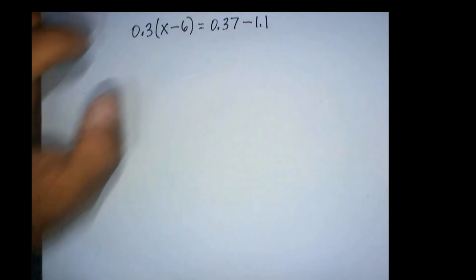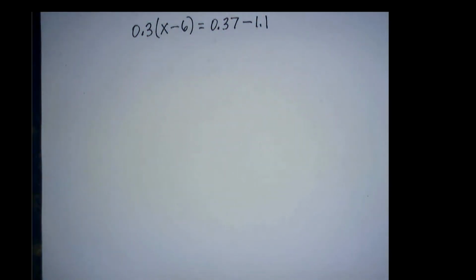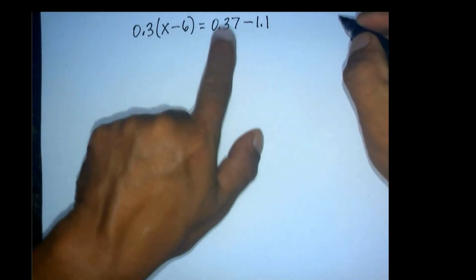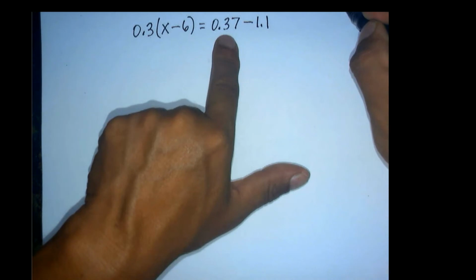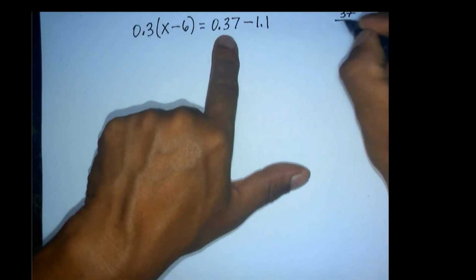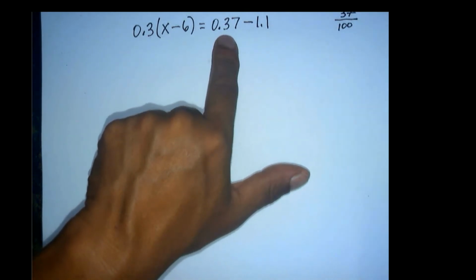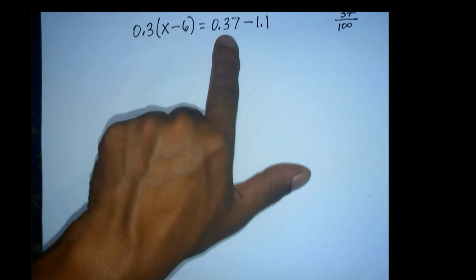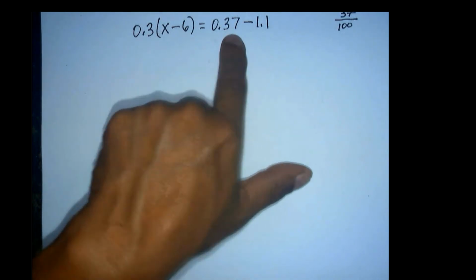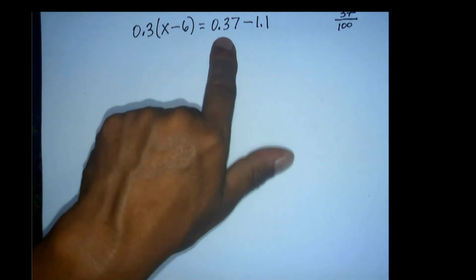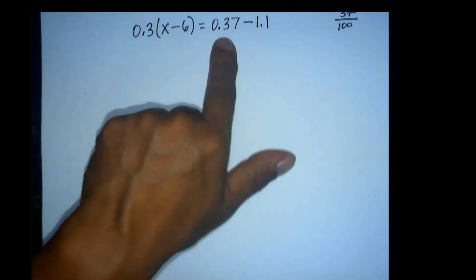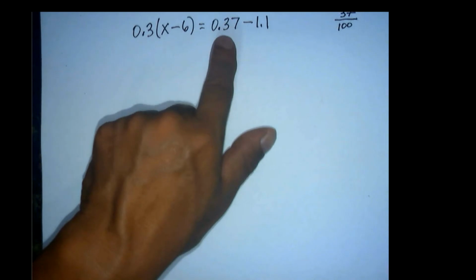Instead of dealing with all these decimals, this decimal is 37 hundredths. Those are the same. If there's two digits, there's two zeros. That's how you say that decimal, 37 hundredths. That decimal is 37 hundredths.